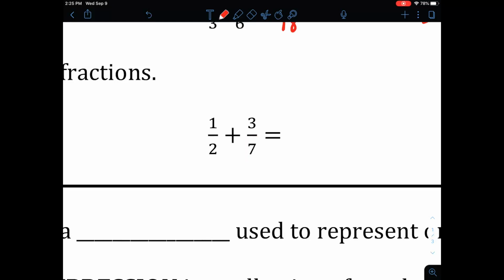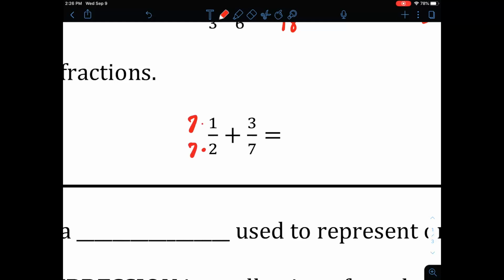So you start with the bigger number, which is 7. Does 7 divide by both 2 and 7? Nope, 7 doesn't divide by 2. Then I'm going to count up by 7. After 7 comes 14. Does 14 divide by 7 and 2 nicely? It does. So that's going to be our least common multiple. That's going to be our least common denominator.